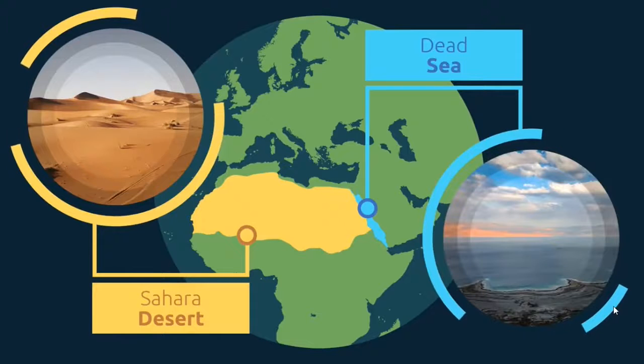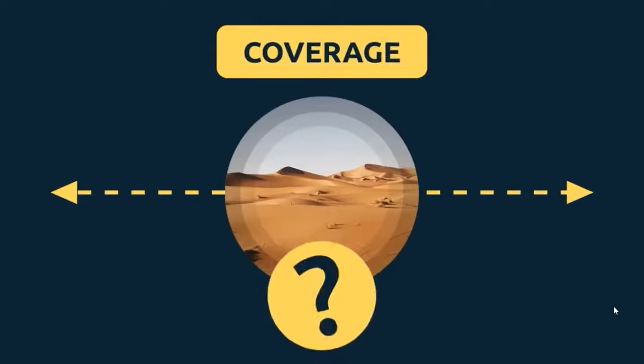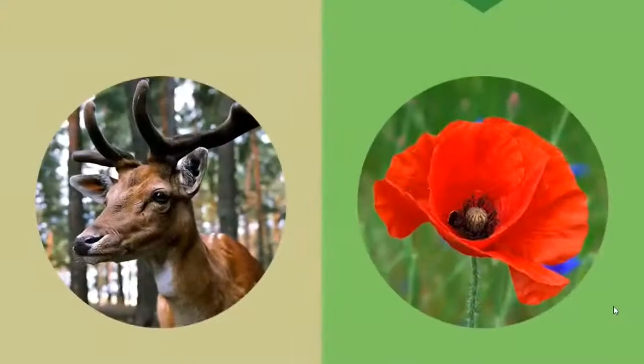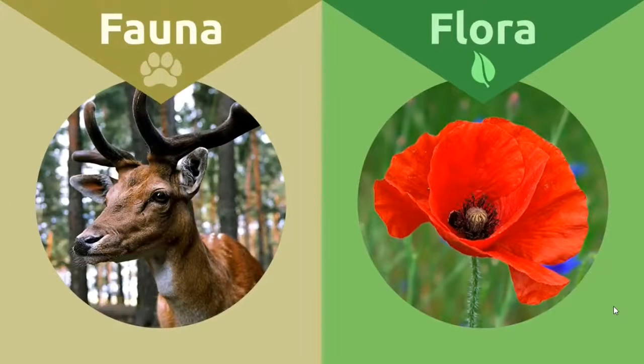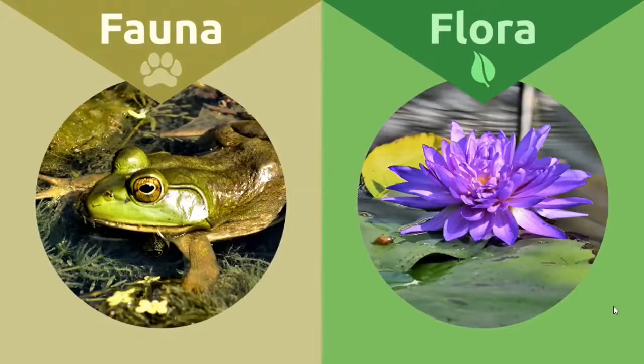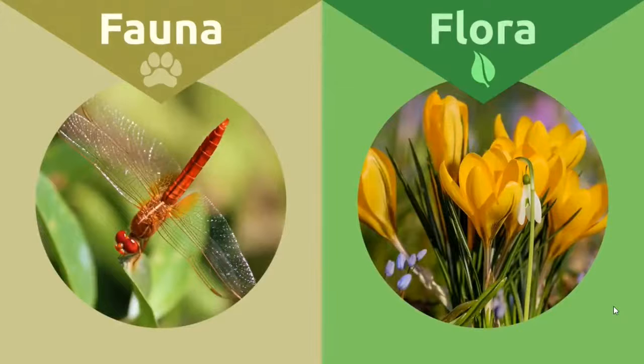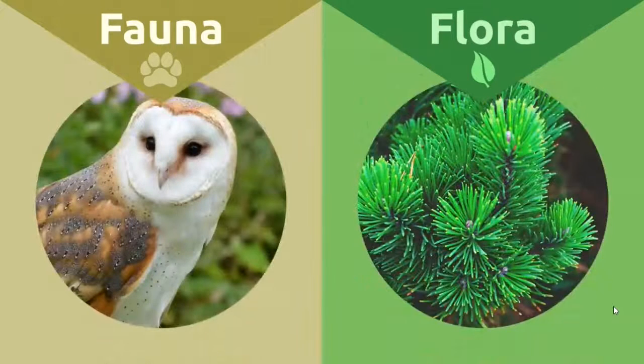But how do we identify ecosystem coverage? The flora and fauna of each ecosystem have adapted to live according to the characteristics and resources of their surroundings. The interaction among them defines the ecosystem and its coverage. That's why there are so many types of ecosystems.